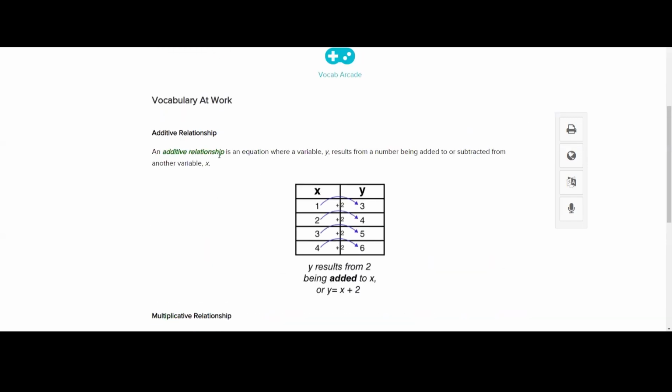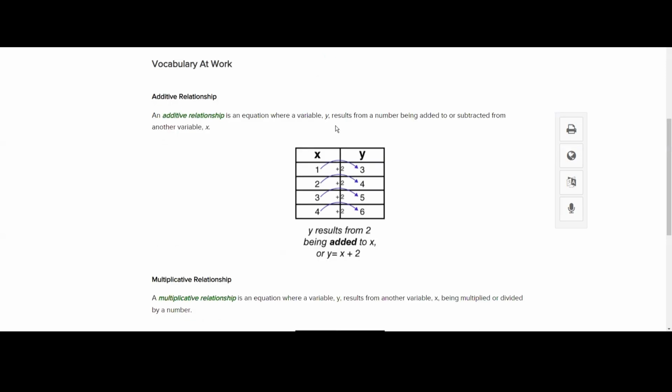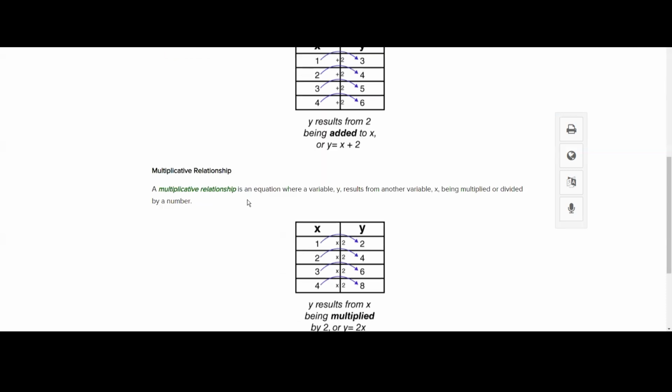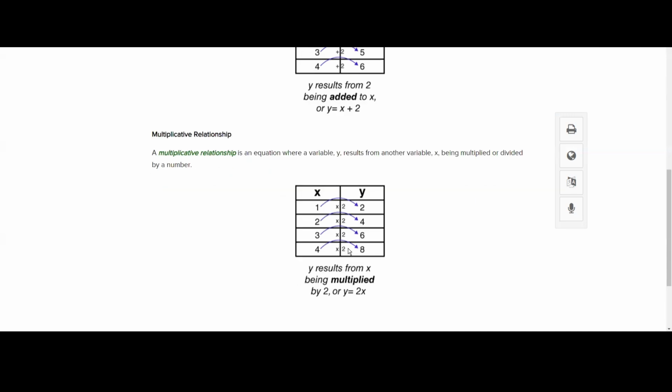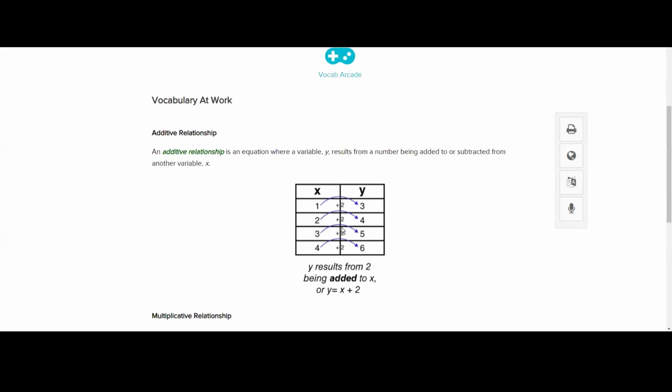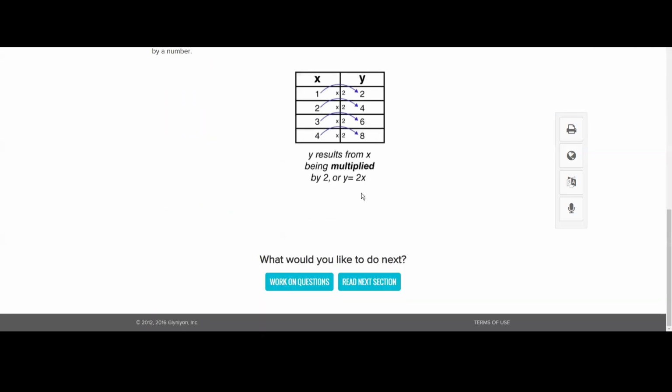So additive relationship is an equation that is being added or subtracted from another number. So that's additive. Like 1 plus 2 gives 3, x plus 1 gives y. x plus 2 gives y, okay? Is that clear? So whatever x is, just add 2, you get your y. That is additive. Multiplicative. Whatever x is, just multiply by 2. It could be any number you are multiplying with, and it could be any number you are adding or subtracting in additive or multiplicative, as the case may be. So let's go to the next section.